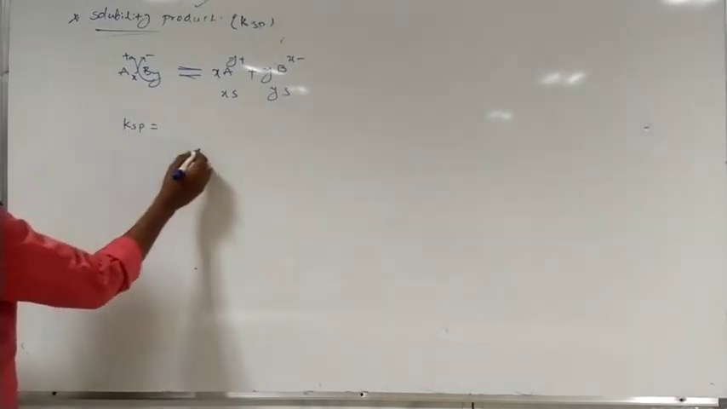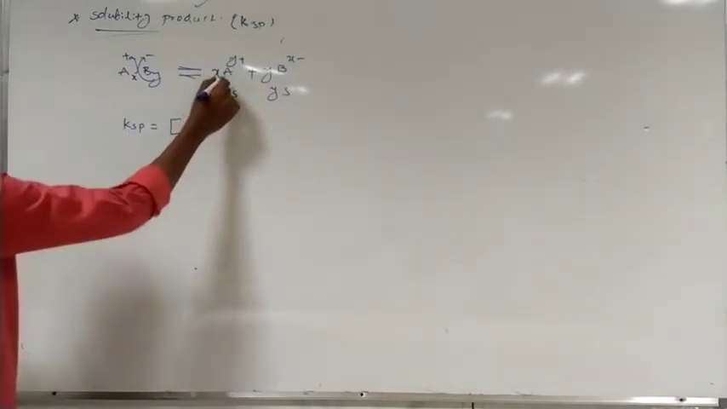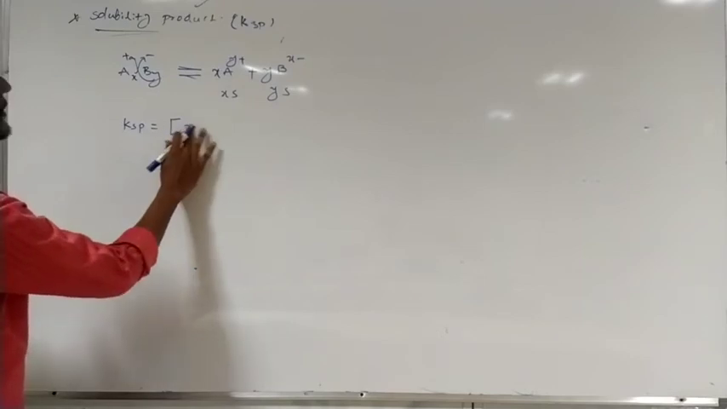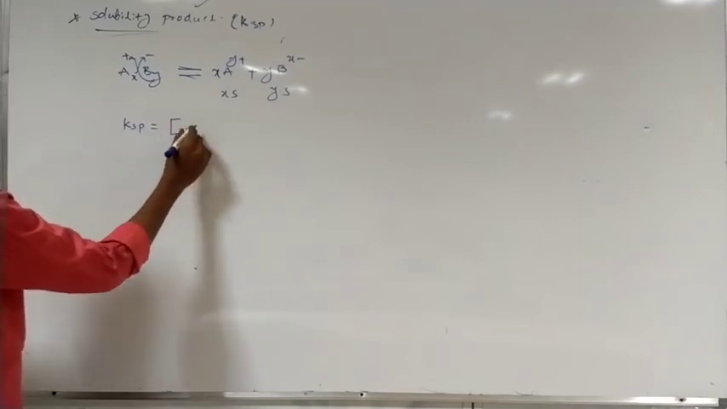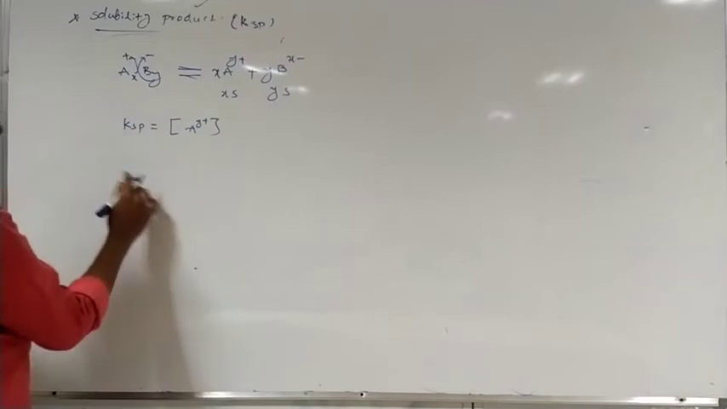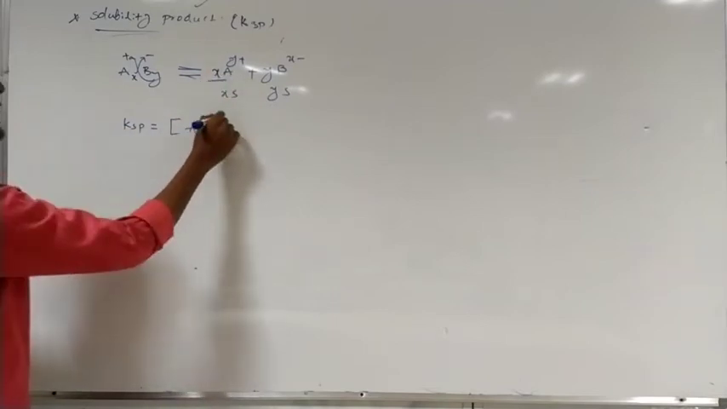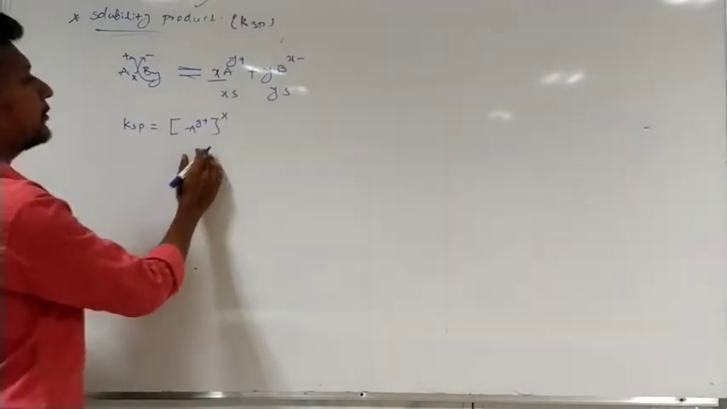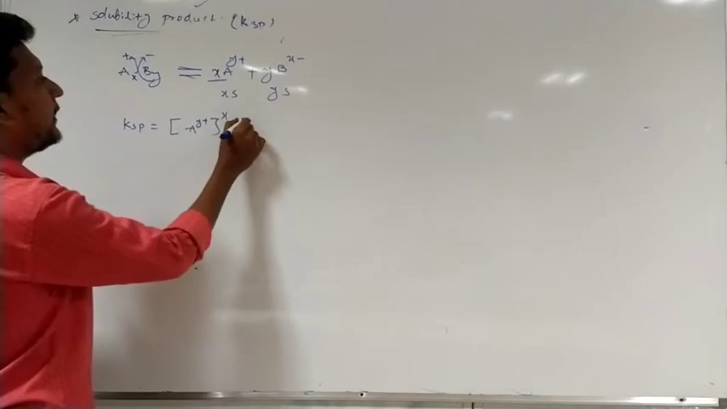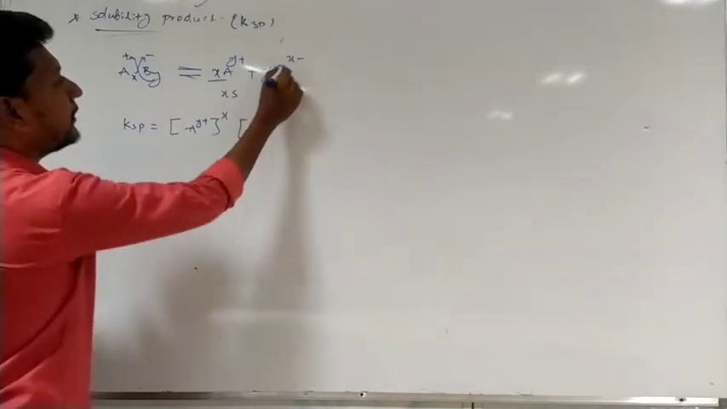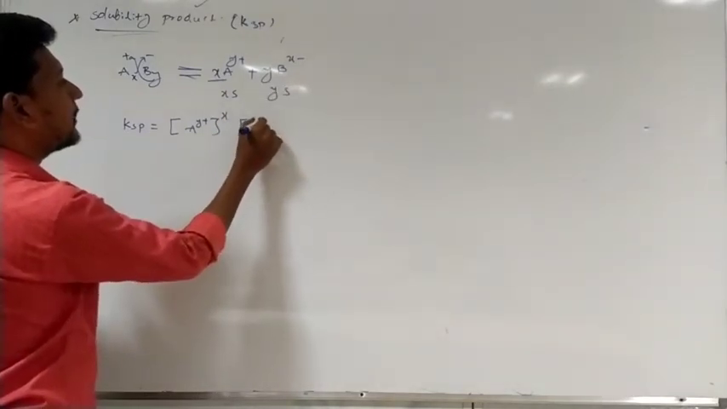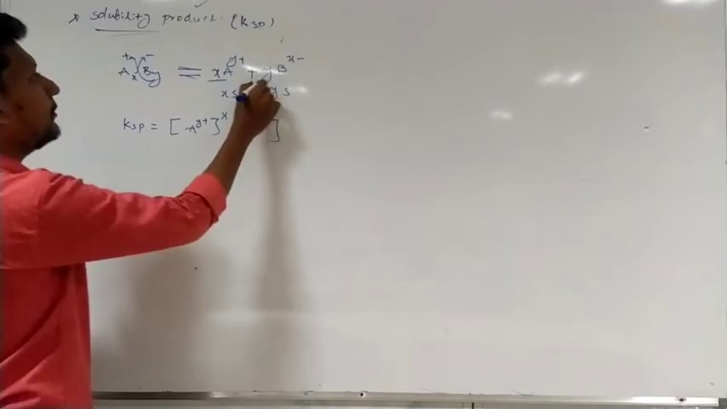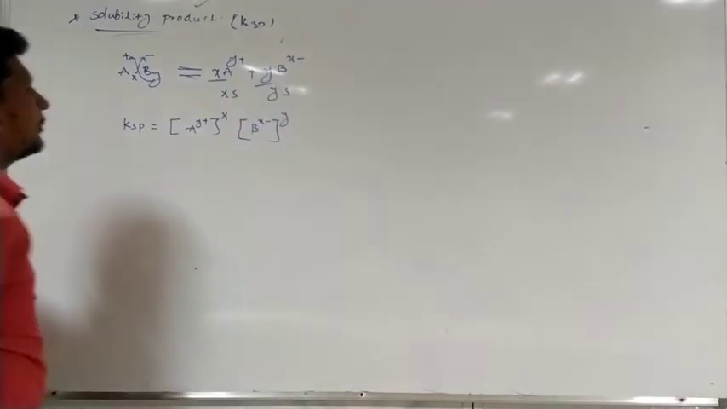For this I am writing the Ksp. Ksp is the concentration of A to the power y plus, with x moles taken as the stoichiometric coefficient, as a power. And next, B to the power x minus, with y moles, as the power.